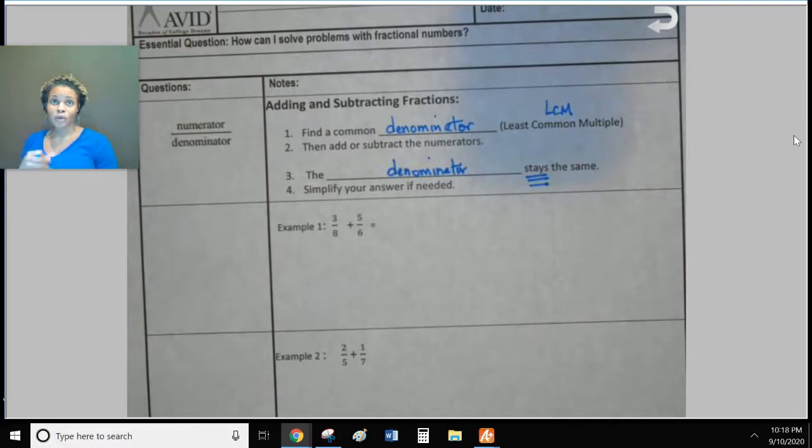Okay? So apples to oranges, you want to have oranges to oranges. You want to add the oranges or subtract the oranges. You can't have an apple and an orange and just say, I got fruit. We want the same type of fruit. So you have to have a common denominator. Simplify your answer if needed. We always want to simplify.